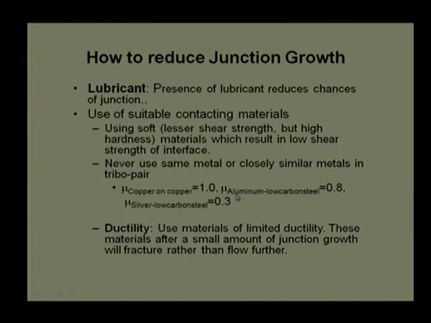Coming to the second pair, aluminum with low carbon steel. Again, in this case both materials are soft, and when they make a junction, that junction will grow under tangential load. The coefficient of friction in that case turns out to be 0.8. However, silver and low carbon steel is a good example here. Their interface shear strength is relatively low, and that is why they give a low coefficient of friction.